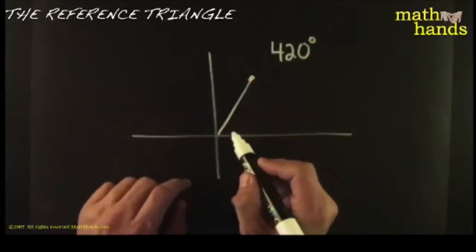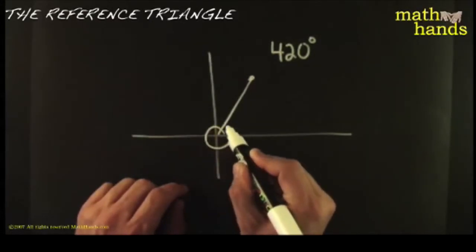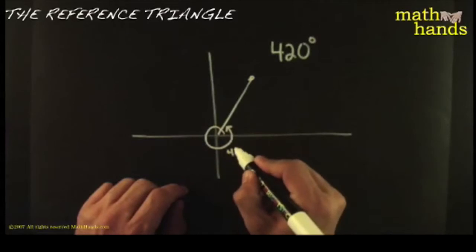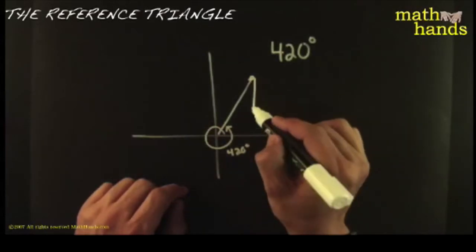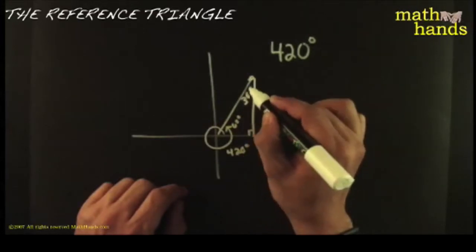Sometimes we represent it this way, by representing a full revolution, then up there some more. That's 420 degrees. You drop a perpendicular to the x-axis. This one is 60 degrees. This one is 30 degrees.